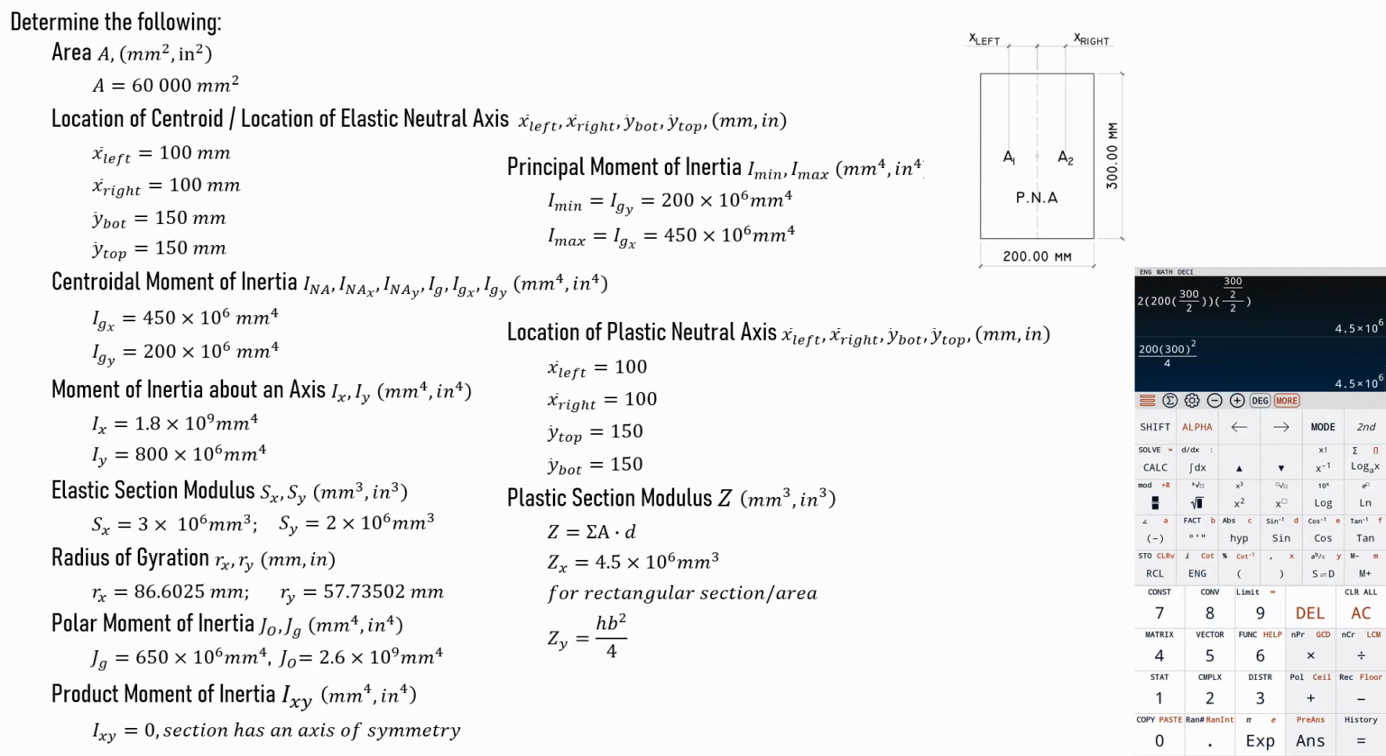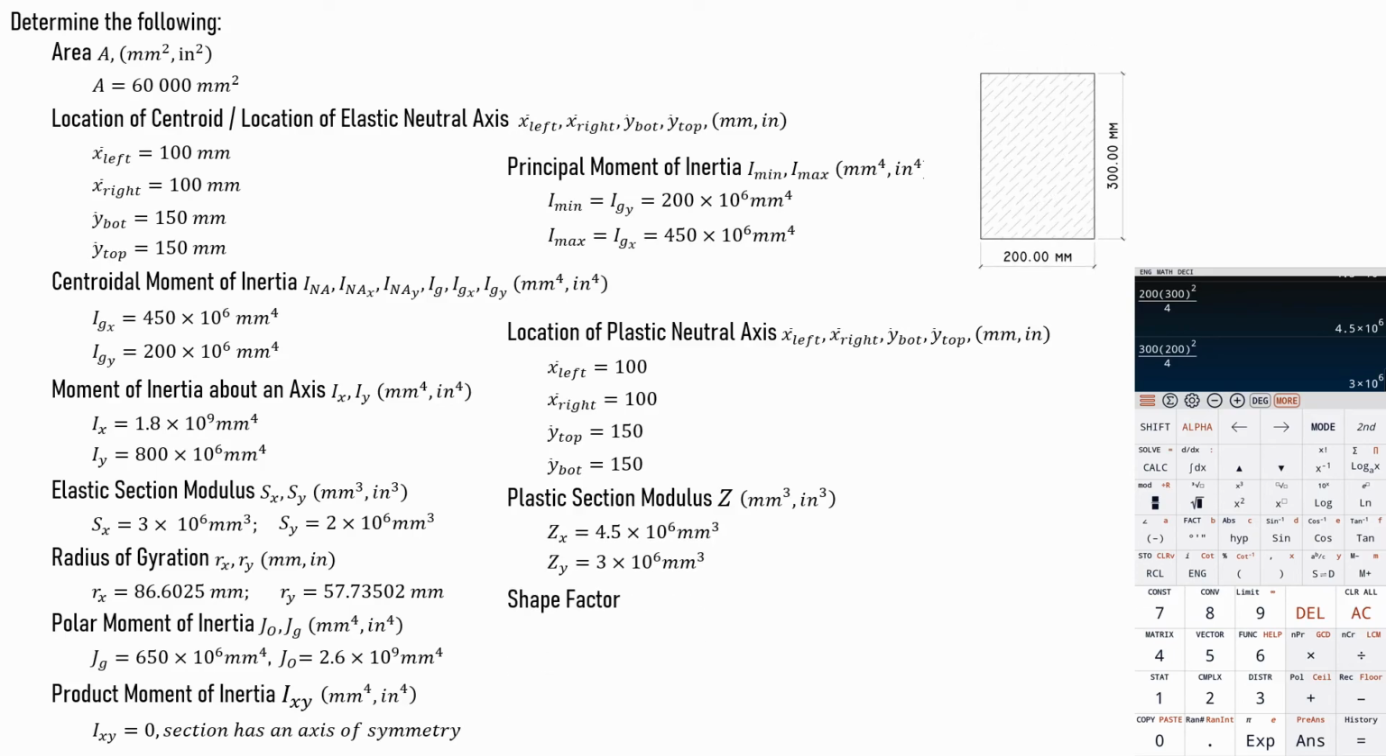Kapag naman dun sa vertical, so makikita natin yung right side, left side, so equal lang din. Kagaya lang din ng process para dun sa horizontal. Tapos, yung equation natin kapag sa vertical plastic neutral axis, so baliktad lang din. So, HB squared over 4. So, solve ulit natin. So, 300 times 200 squared over 4. So, 3 times 10 raised to 6 millimeters raised to 3.